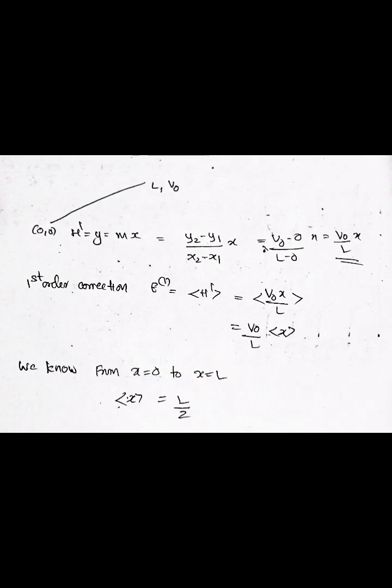So here it is given that the perturbation is from x is equal to 0 to x is equal to L. So here the average value of x is L by 2. Actually this is a proved value, so we need to learn it by heart that for the perturbation from x is equal to 0 to x is equal to L, the expectation value of x is L by 2. So that we can write H dash is equal to V0 by L into L by 2. So this is equal to V0 by 2.